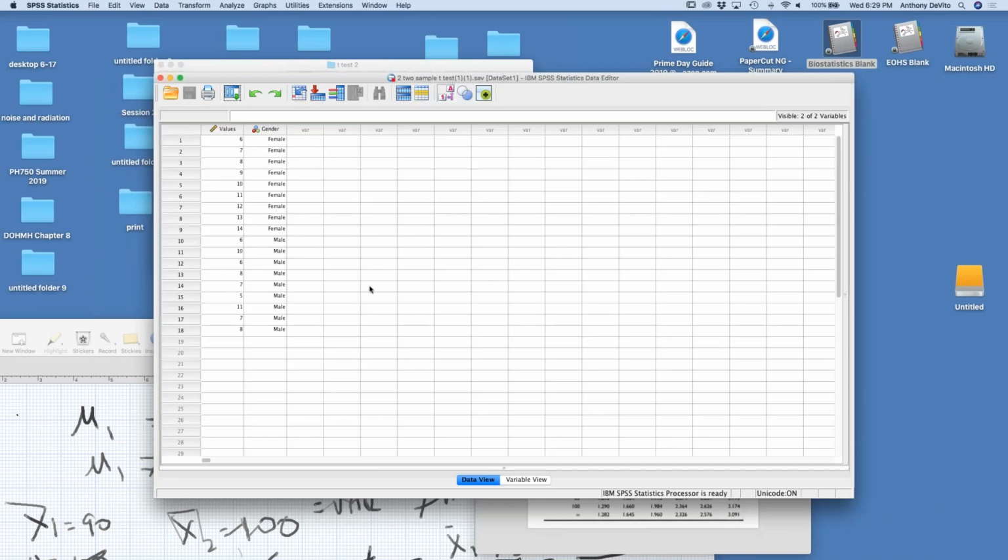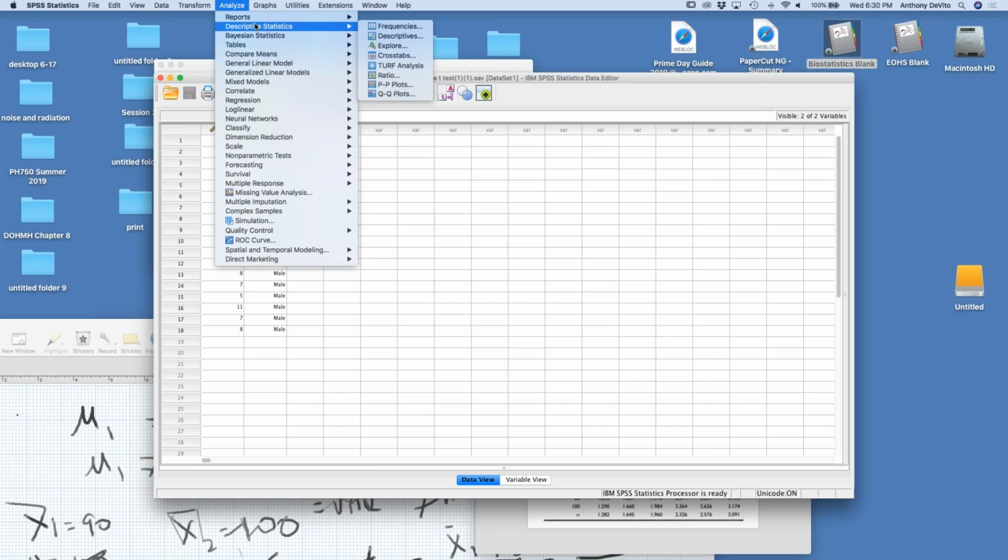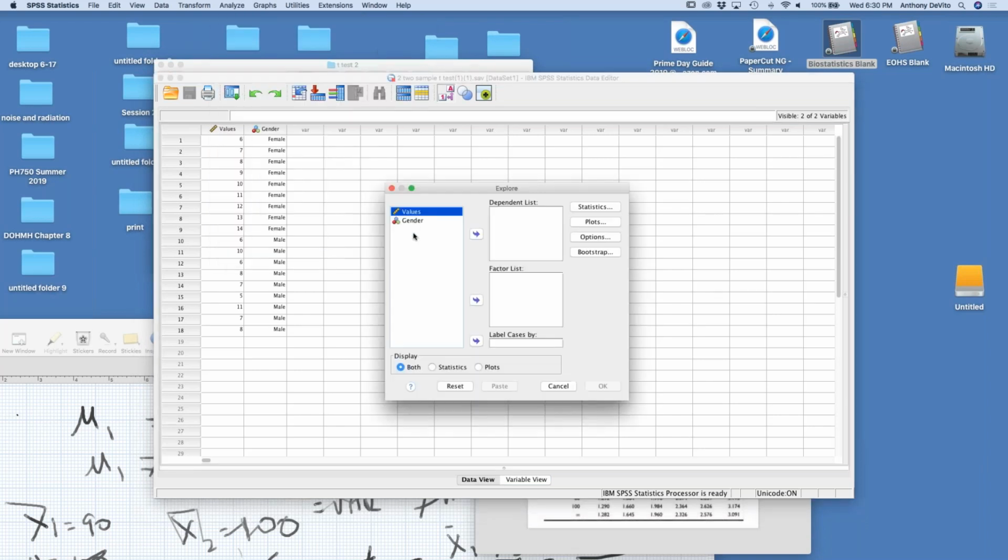Okay, so here's a situation where we have males and females and they take some sort of performance test or physical test or a blood test or whatever, and we want to know whether the mean value for females is different than the mean for males. Well, one of the things I need to know is what is the mean for males and the mean for females, and what are their standard deviations? So I'm going to go up here to Analyze. I'm going to go to Descriptive Statistics, Explore, because I want to evaluate this separately for males and females.